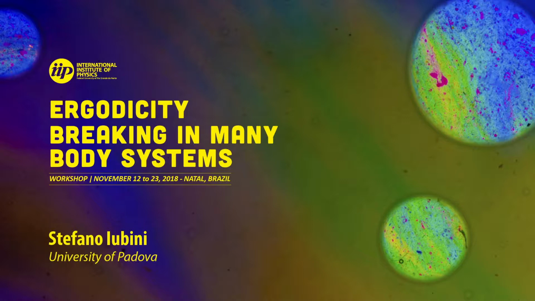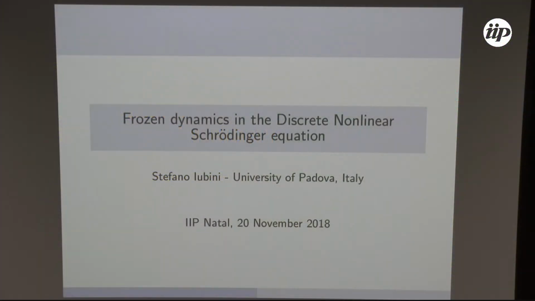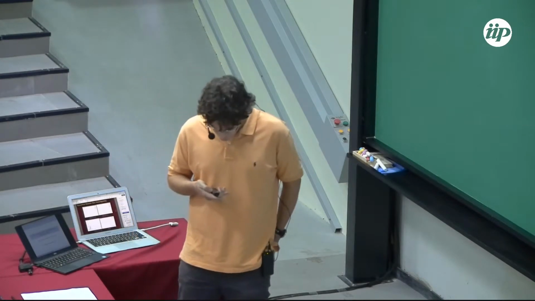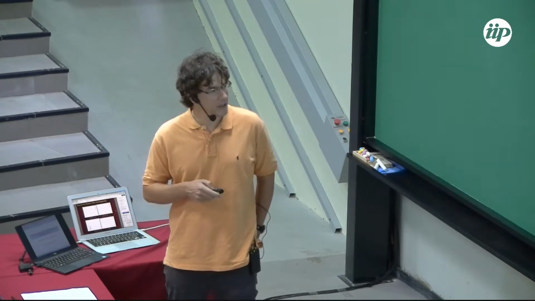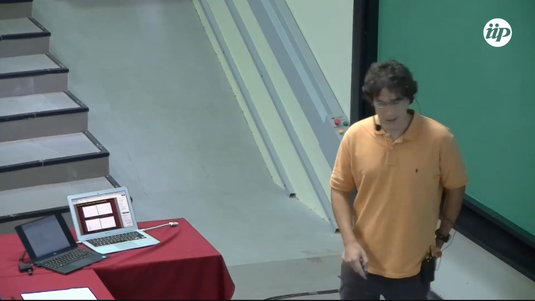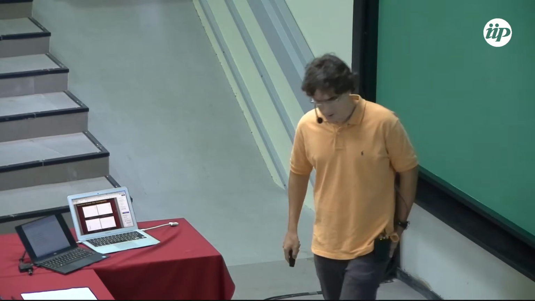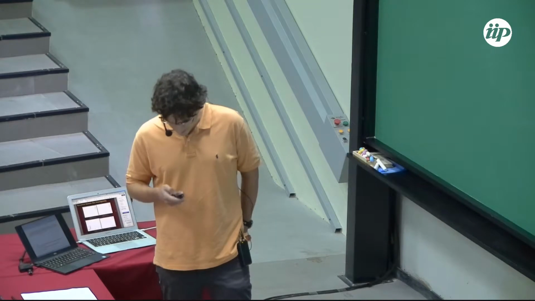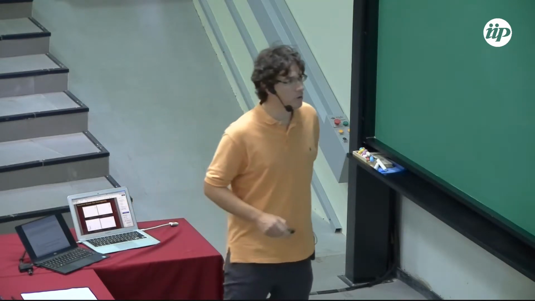So, okay, today I will show you a very slow, almost frozen dynamics that is observed in this discrete nonlinear Schrödinger equation, and that is related to negative temperature states, but also to ergodicity breaking. Before starting, let me say that this work has been done in collaboration with these people, essentially from Florence and from Scotland. And here is a very brief outlook of my talk.